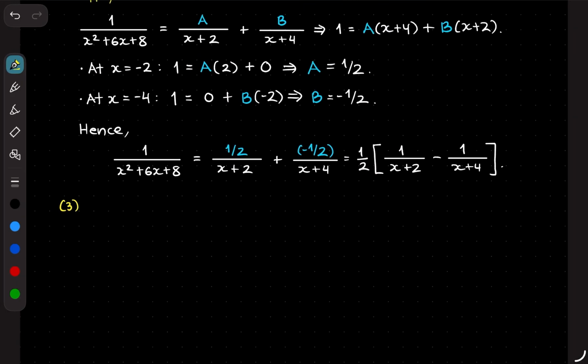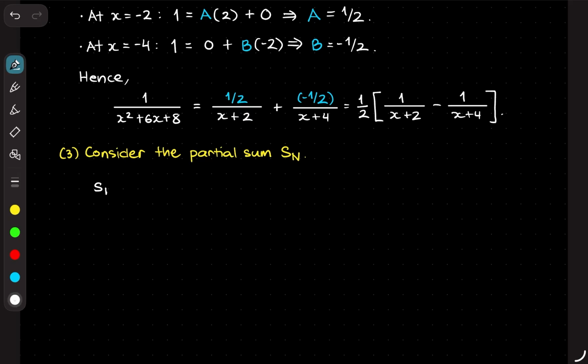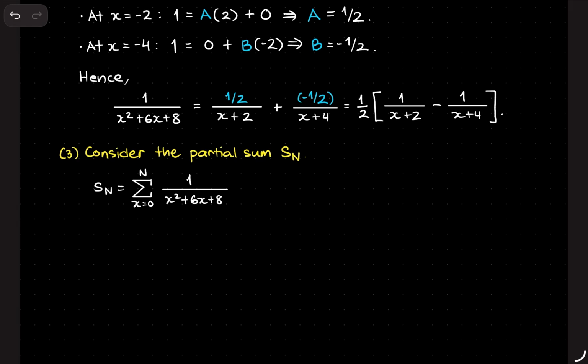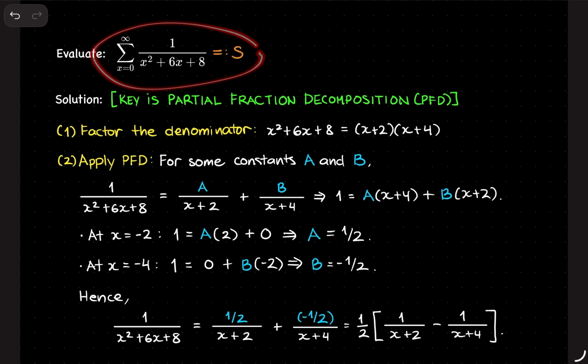So the next thing to do here is to consider what we call the partial sum, S sub n, for some constant n. So that means basically what we'll have here is the sum S sub n equal to the sum x equal to 0 up until n of the same given. So that is 1 over x squared plus 6x plus 8. Got that one? Basically, it's the same thing as this one, but we'll only be considering 0 up to capital N.